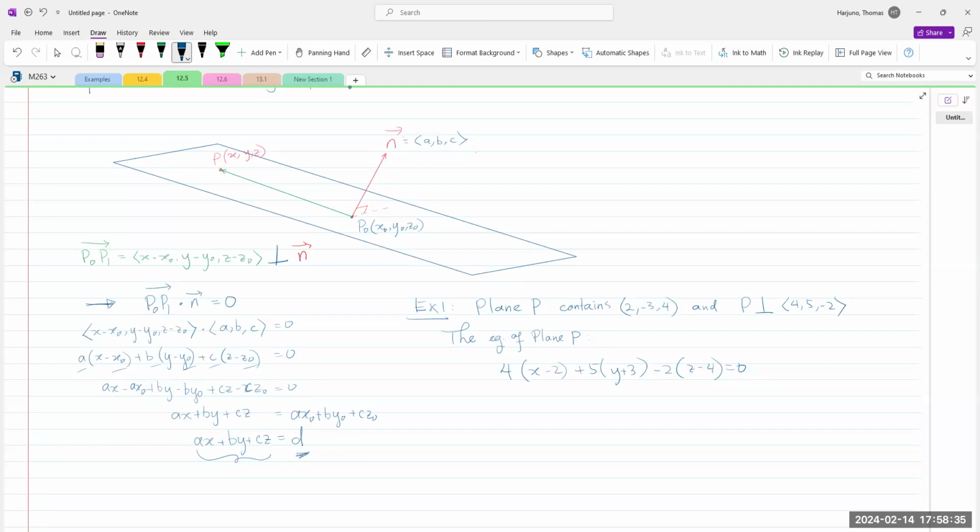Multiply that out, and then move the constant to the other side. Okay, so this will be 4x minus 8 plus 5y plus 15 minus 2z plus 8 equals 0. So we get 4x plus 5y minus 2z equals negative 15. That's the equation.